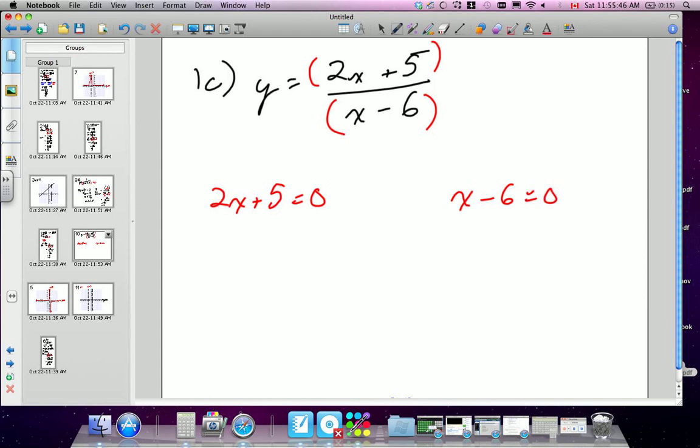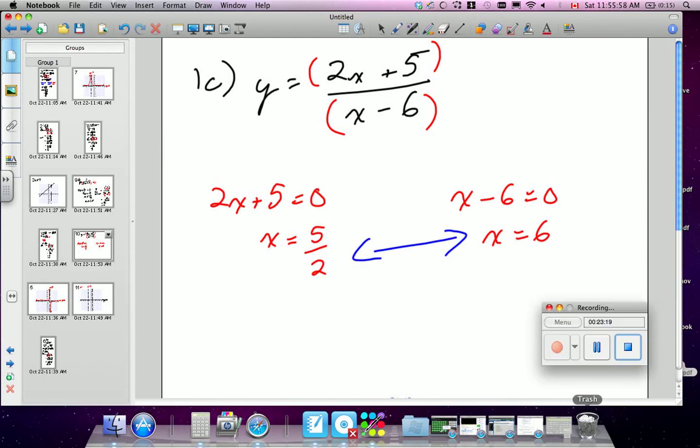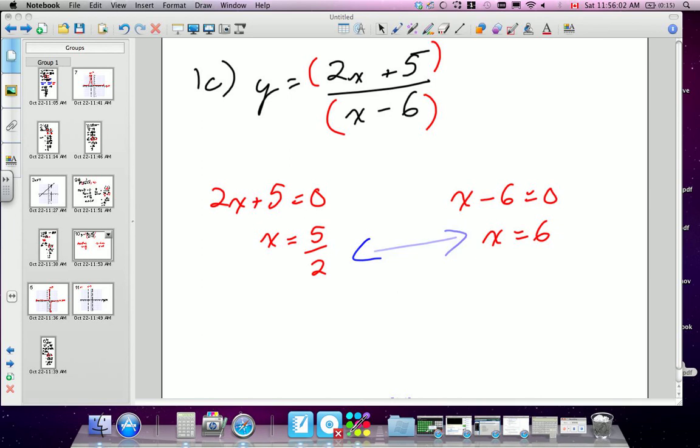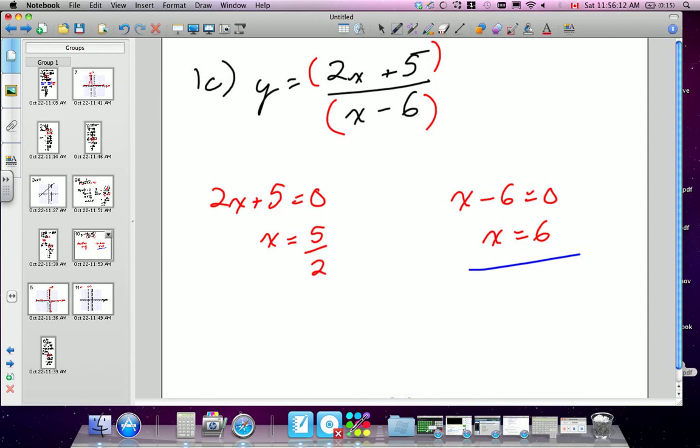So 2x plus 5 equals 0, and x minus 6 equals 0. Okay? This one will end up with x equals negative 5 over 2. And in this one we get x is 6. So the top and the bottom 0, if you notice, are not the same. So that's fine. So we know we have a vertical asymptote because it's only our bottom one that's really important at 6.